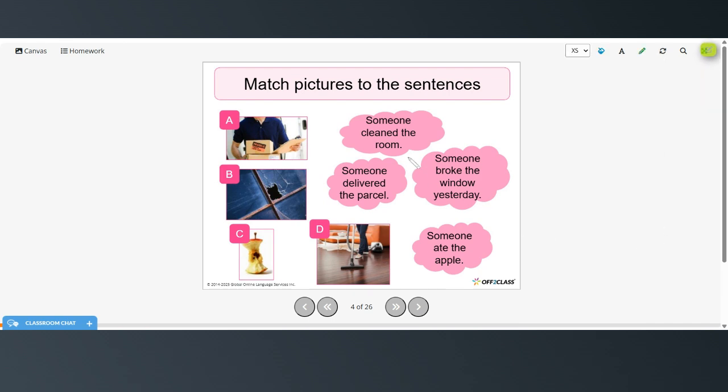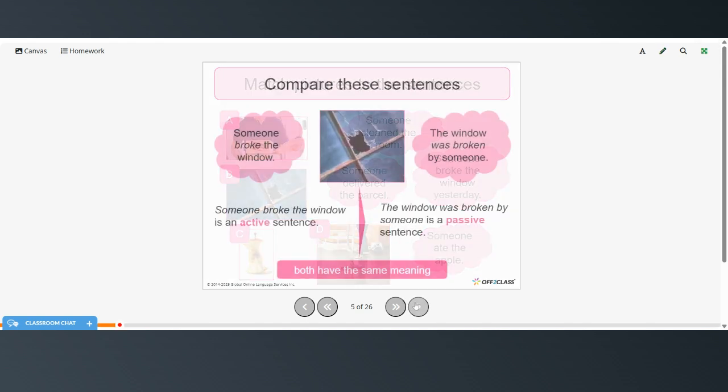Somebody cleaned the room. That would be picture D. Someone delivered the parcel, picture A. Someone broke the window yesterday, picture B. And someone ate the apple, picture C. So compare these sentences. Someone broke the window is an active sentence, and the window was broken by someone is a passive sentence, but both have the same meaning.